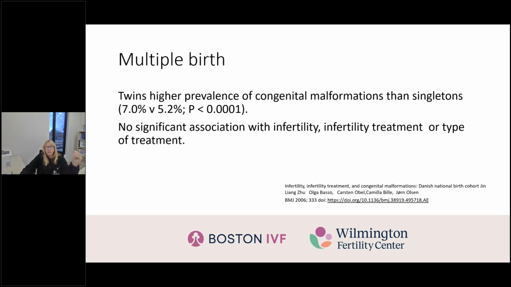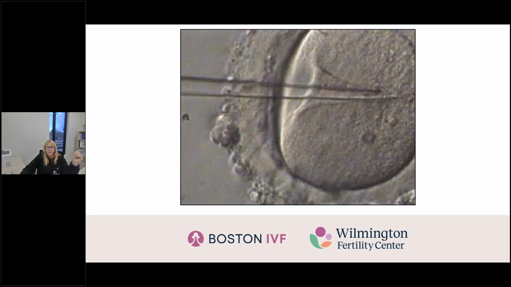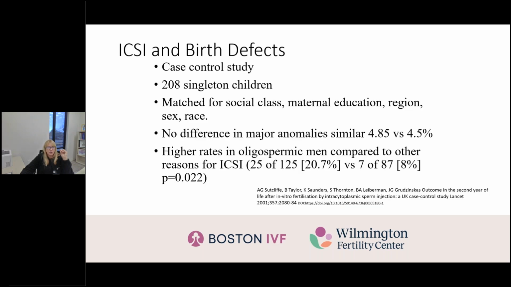Multiple birth is one of the confounding variables because twins have a higher rate of malformation than singletons. And in this study, they didn't find any relationship with infertility or their treatment. ICSI has been proposed to increase the risk of birth defects and to increase the risk of imprinting disorders.